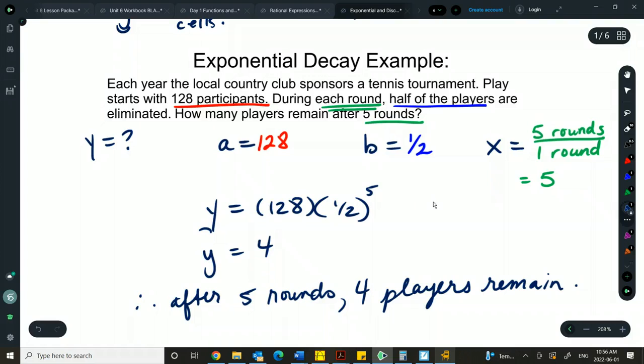This is like the odd scenario out where we don't have time. Instead, it's like rounds that have happened.